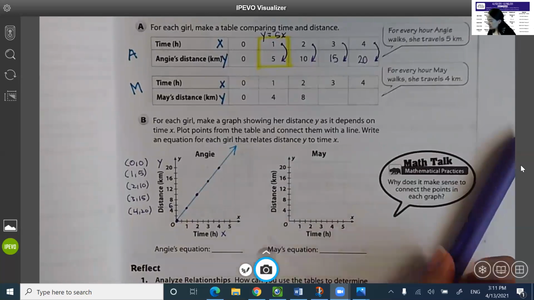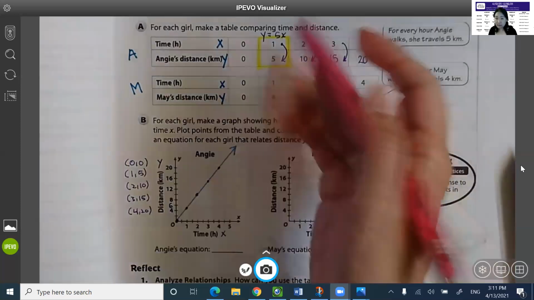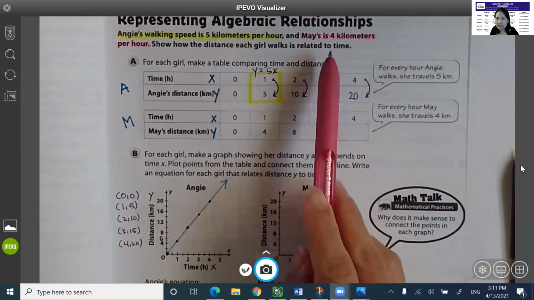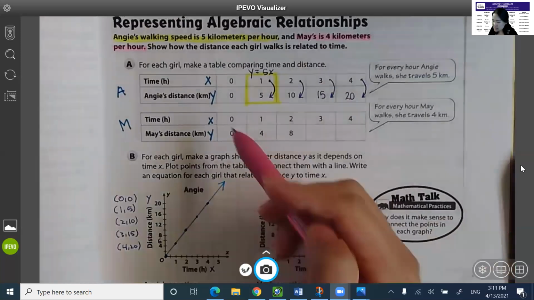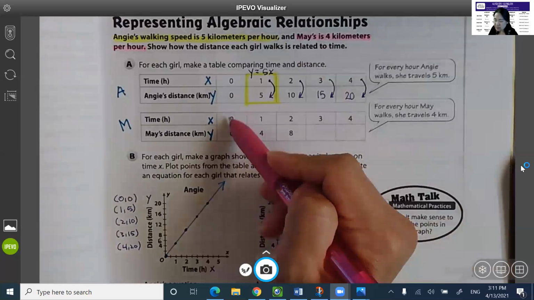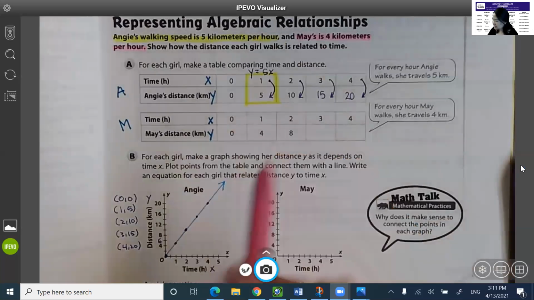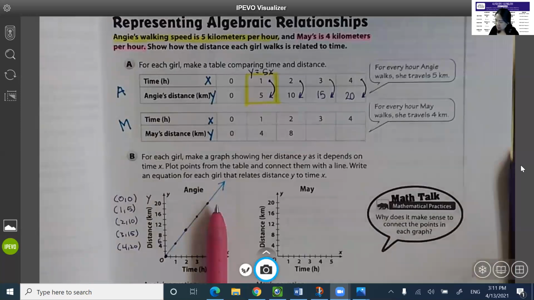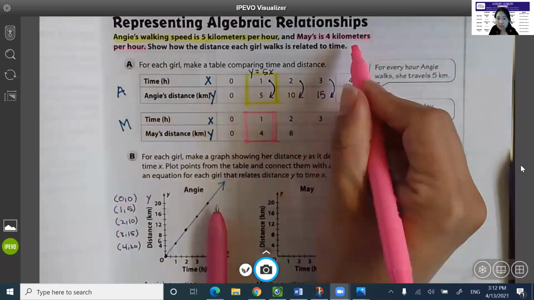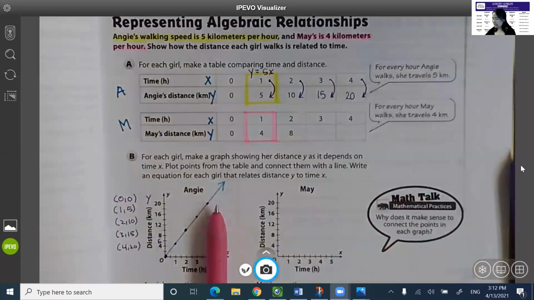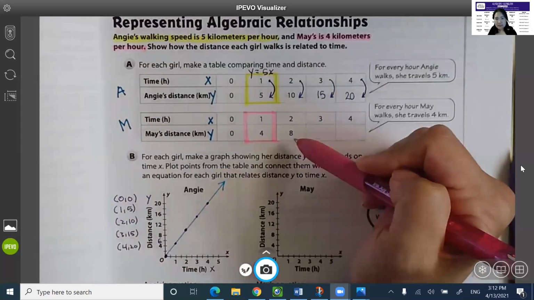So for Maize distance, let's see if we can find a pattern. It says Maize speed is 4 kilometers per hour. So obviously, again, if you go for 0 time, you walk 0 distance. And then the one that is given is for 1 hour, 4 kilometers. It says 4 kilometers per hour, okay? 2 hours, 8 kilometers. What is the relationship?